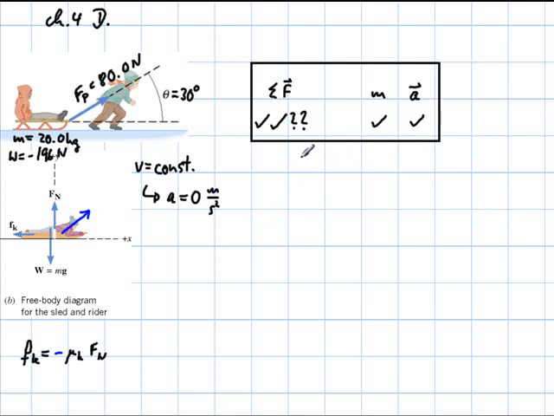Okay, so now I'm going to write this down. Sum of the forces equals mass times acceleration. And here are the forces we have. The pulling force, the weight, the normal force, and the frictional force equals mass times acceleration. Acceleration is 0, so we come up with 0.